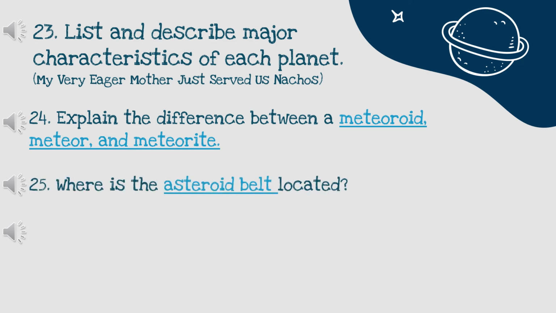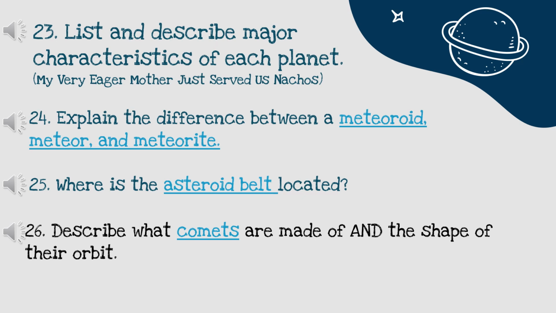Number 26, where is the asteroid belt located? The asteroid belt is located between Mars and Jupiter. It is between the terrestrial planets and the gas giants.